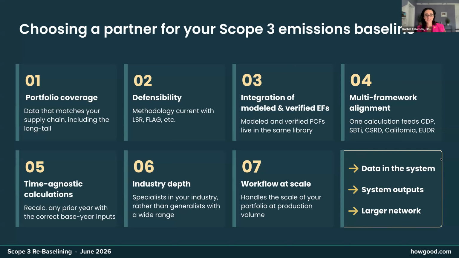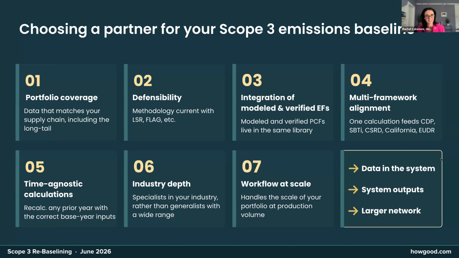The landscape has changed dramatically. HowGood has leaned heavily into portfolio coverage, defensibility, and most importantly, the ability to fully integrate your model EFs with vendor-verified supplier-specific EFs. We believe strongly that a large network of food and beverage companies sharing data seamlessly will help everyone not only set accurate baselines, but also enable all of the decarbonization work that comes with setting that baseline.